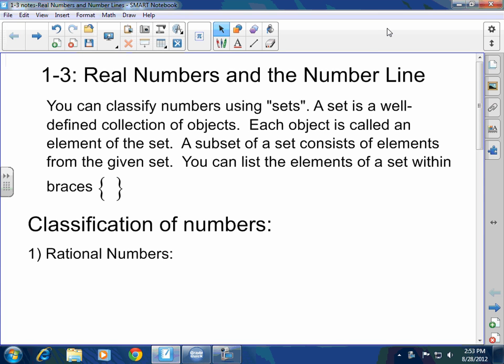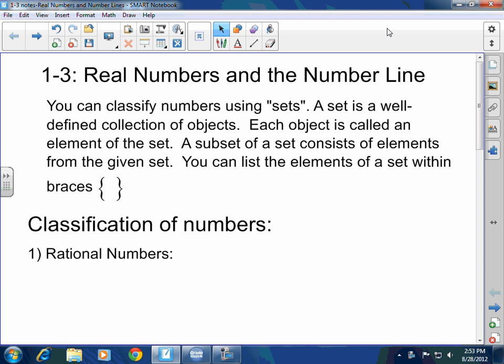Welcome back to Mr. Morrow's Algebra class. Today we are going to be talking about real numbers and the number line. Once again, it's very important for us to know the vocabulary here because without the vocabulary, we really can't go too far. Well, let's talk about classifying numbers.